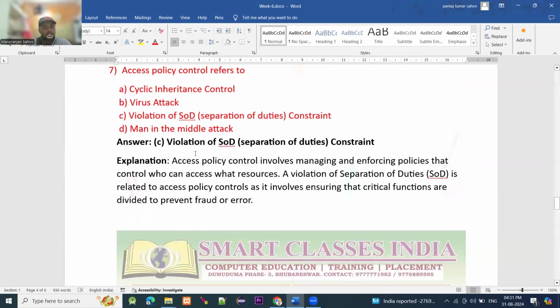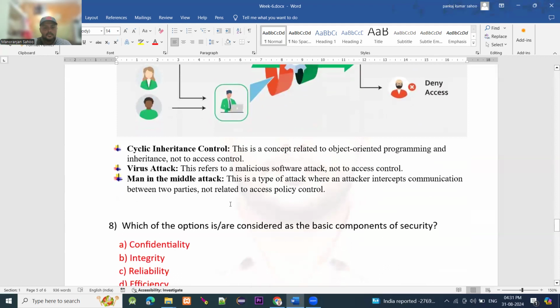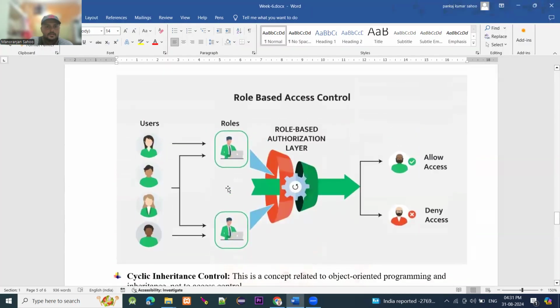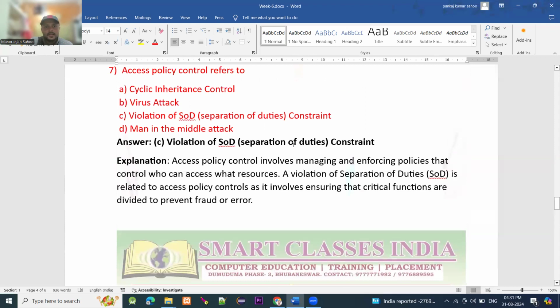You may find violation of SOD. Option C is the right answer. Option C, you made the right answer. Then, are you sure, option C? Yes, option C is the right answer.